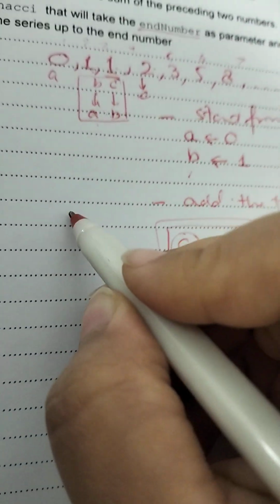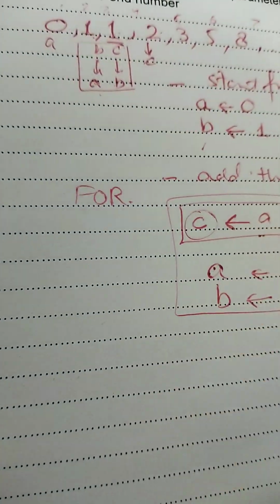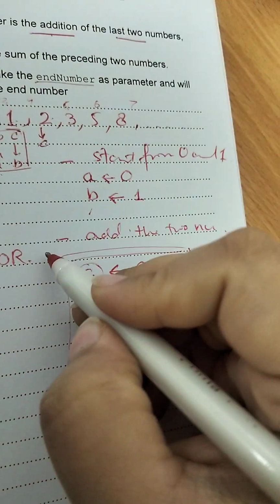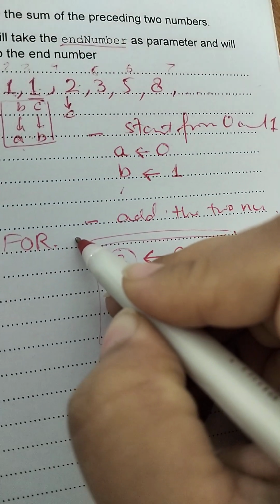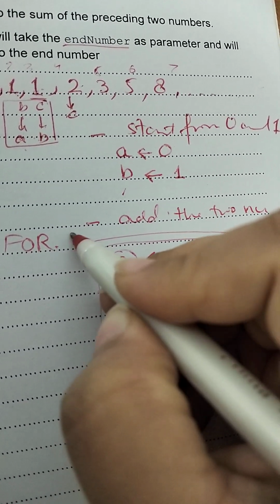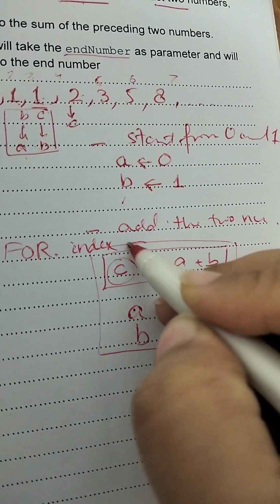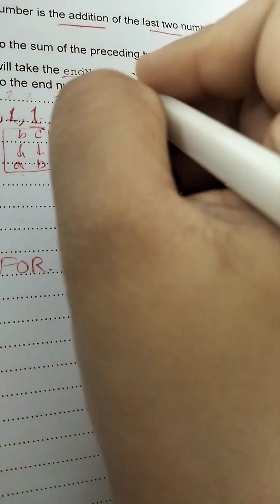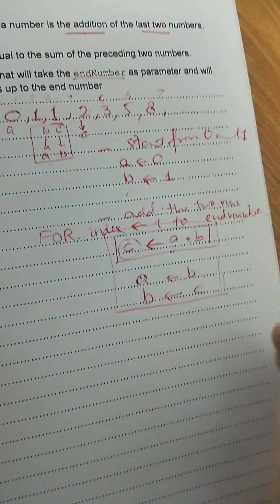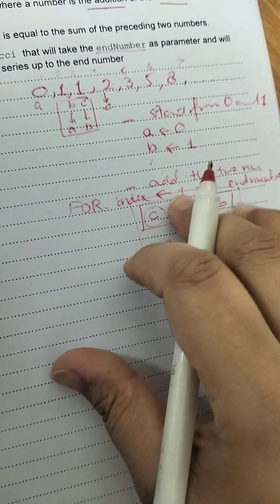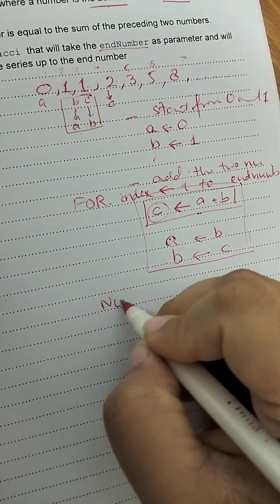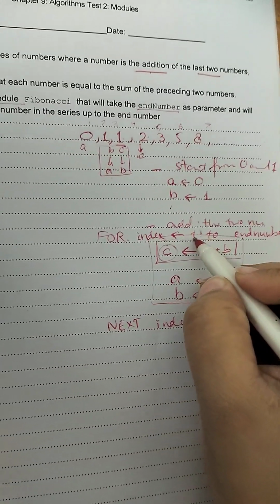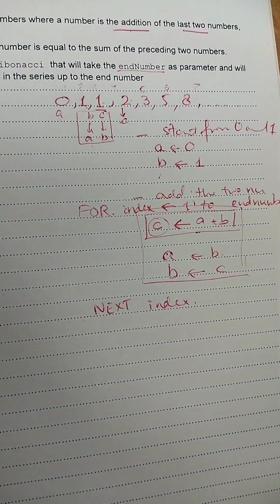What is the loop? The loop will be a for loop. Now why a for loop? Because we have to repeat for a specific number of times. For example, an index, or I, or n, starts from 1 to n number. So this is the variable that I'm using over here. We'll be changing this, adding this to the procedure, and before this we have next index. So this is index, and it has nothing to do with the Fibonacci series itself.